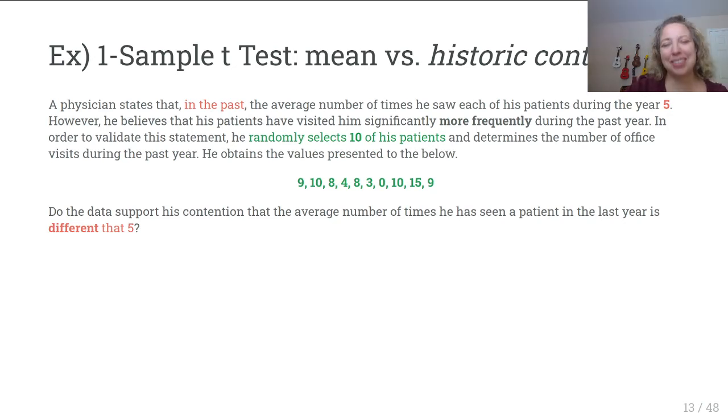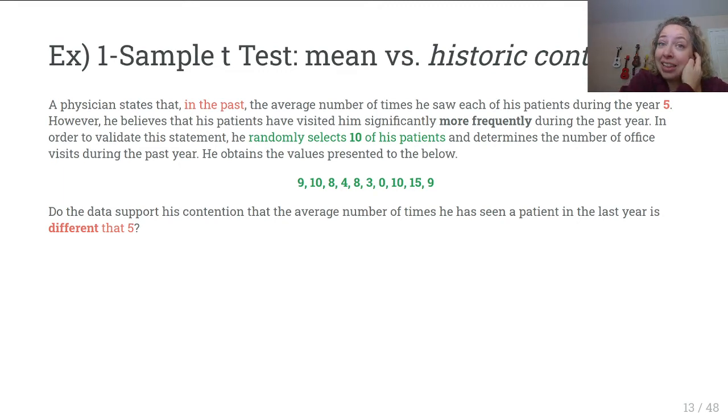So examples always help solidify. So here's a scenario. A physician states that in the past, the average number of times he saw each of his patients during a year was 5. So on average, patients came to see him 5 times a year. Probably not my general practitioner. Maybe this is a specialist. However, he believes his patients have visited him more frequently this year.